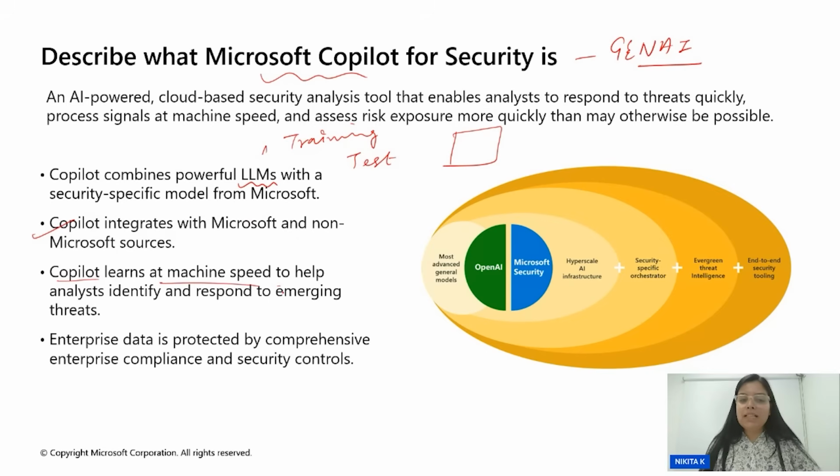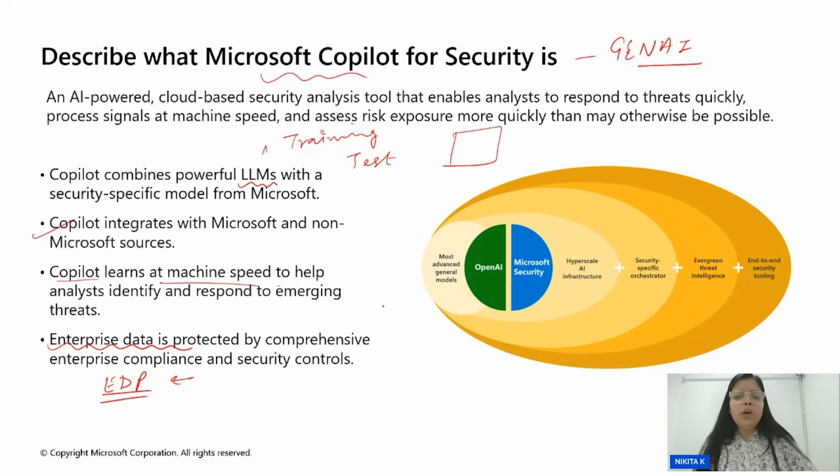It uses machine speed. If you are using, let's say, good compute services, your response time will also decrease. You will get the response within a fraction of a second. And it has enterprise data protection. So it follows EDP, which means that it is not using your data to train the model or to test the model. It is only helping you to do your work faster.